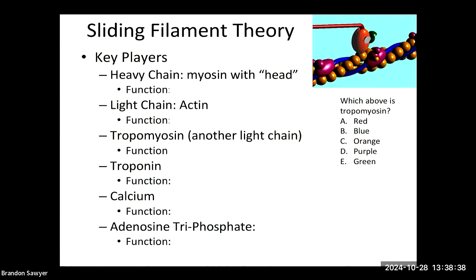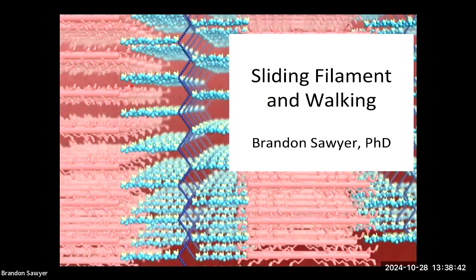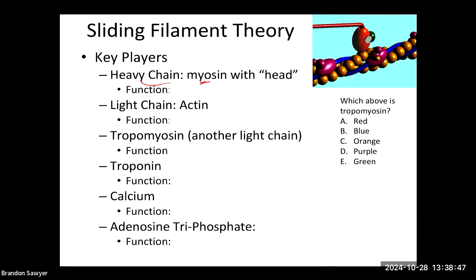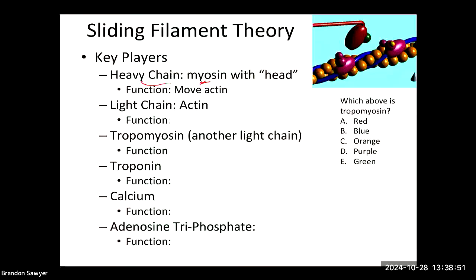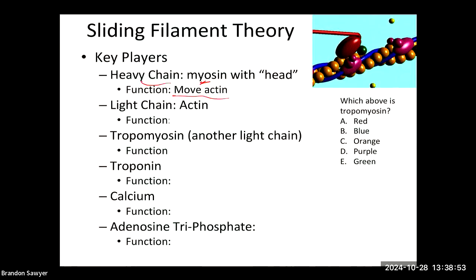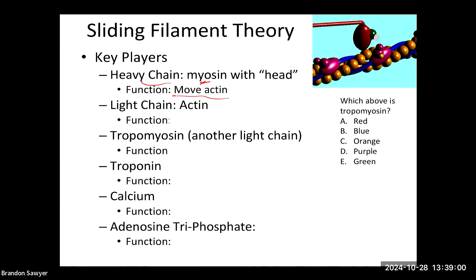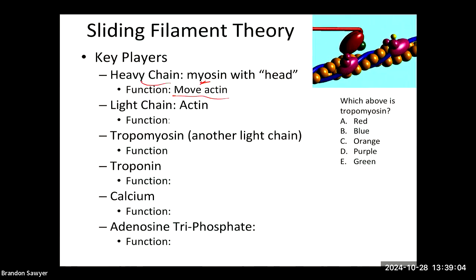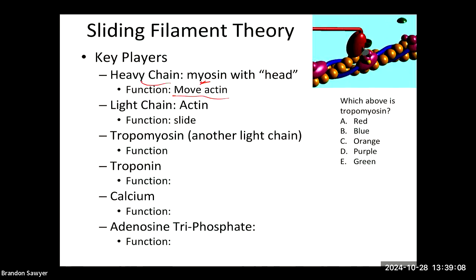Okay, so the key players here in the sliding filament theory would be the first one that's called the heavy chain, which is myosin. This is the one that has the head attached to it, and so the function of this is the one that's actually going to move actin. This is the one that's going to cause the sliding. It's not the one that actually slides, but it's the one that causes the sliding. And then we have the light chain, which is called actin, and that's the one that actually slides. It gets moved by the myosin head.